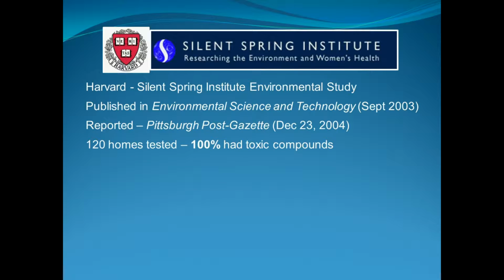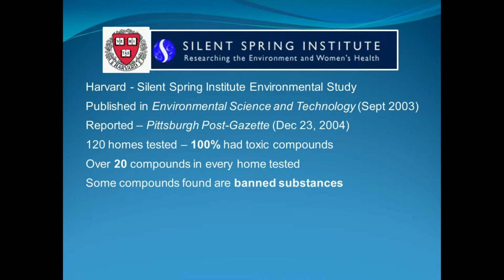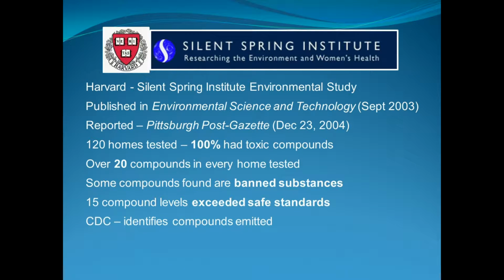In other words, if there were somebody watching our houses, like we have OSHA watching our businesses, they could shut us down. That's how high some of those levels were. Right, so at levels that were injurious to people's health. And they said, if we took one neighborhood and tested 120 homes and 100% of them had the same problem, this is a nationwide problem.